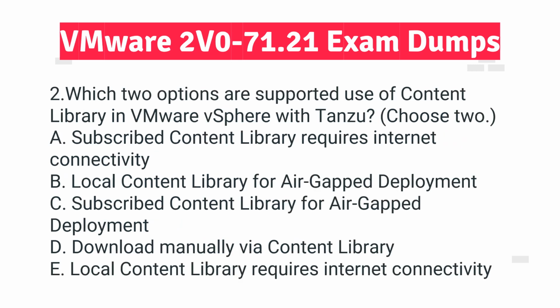2. Which two options are supported use of content library in VMware vSphere with Tanzu? Choose 2. A. Subscribed content library requires internet connectivity. B. Local content library for air-gapped deployment. C. Subscribed content library for air-gapped deployment. D. Download manually via content library. E. Local content library requires internet connectivity.